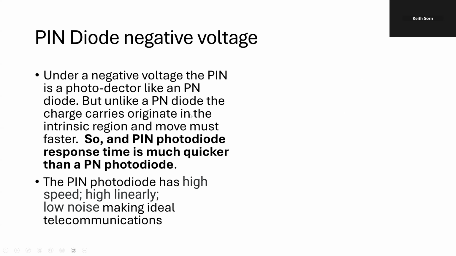And the intrinsic region is going to create electron-hole pairs. But the holes and electrons are created in the intrinsic region already, so they don't have to traverse as much. That's why the PIN photodiode's response time is much quicker. They don't have to do that migration across the intrinsic zone that you had to do with a PN photodiode.